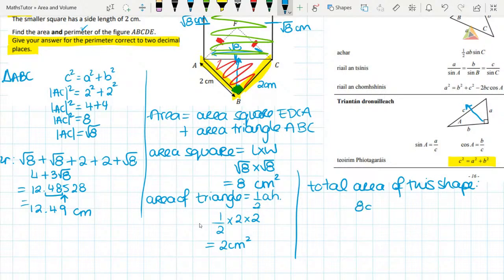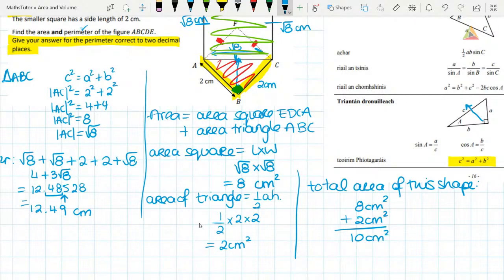So I'm going to be saying 8 centimeters squared plus 2 centimeters squared. And when I add those together, I get 10 centimeters squared. So just to keep an eye on our shapes there, we're going to see our units. So our units were centimeters squared.